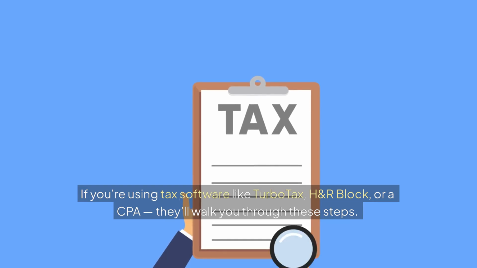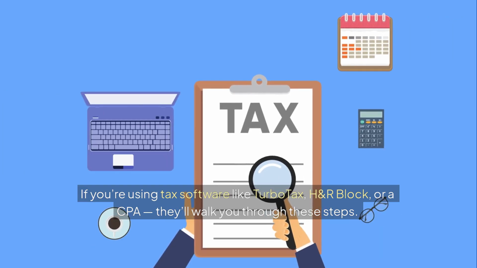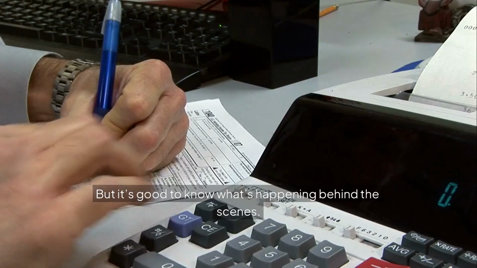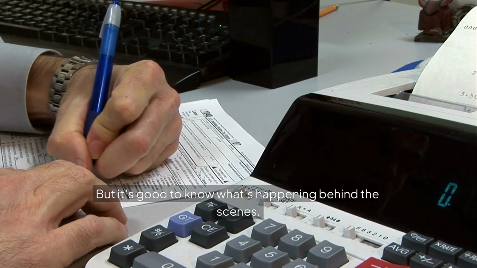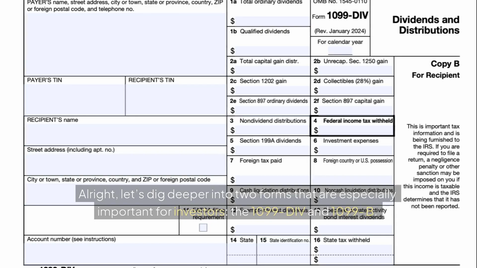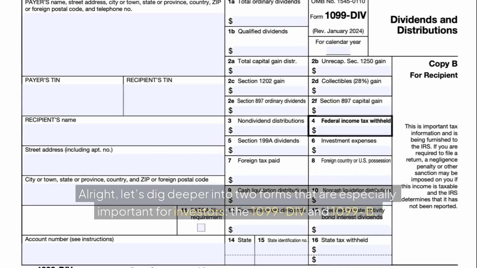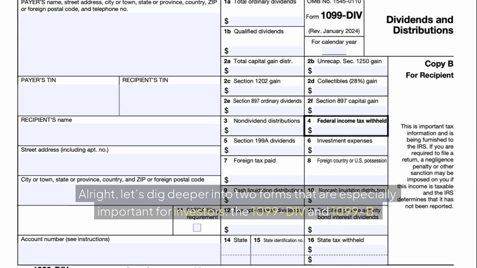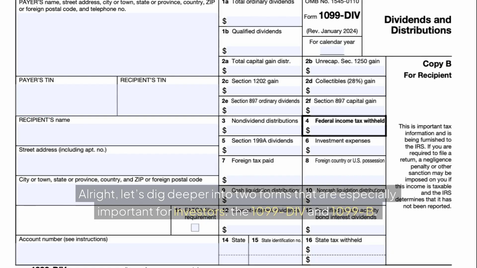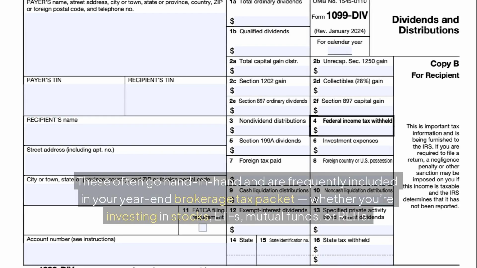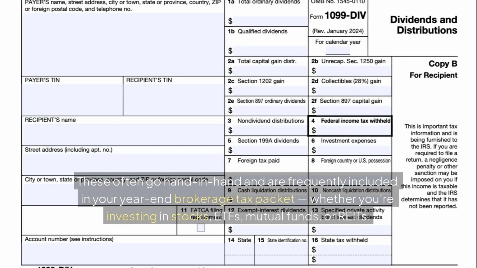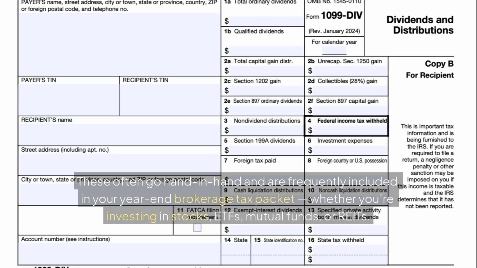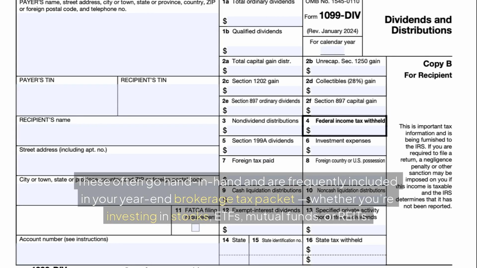If you are using tax software like TurboTax, H&R Block, or a CPA, they'll walk you through these steps. But it's good to know what's happening behind the scenes. Alright, let's dig deeper into two forms that are especially important for investors: the 1099 DIV and the 1099B. These often go hand in hand and are frequently included in your year-end brokerage tax packet, whether you are investing in stocks, ETFs, mutual funds, or REITs.